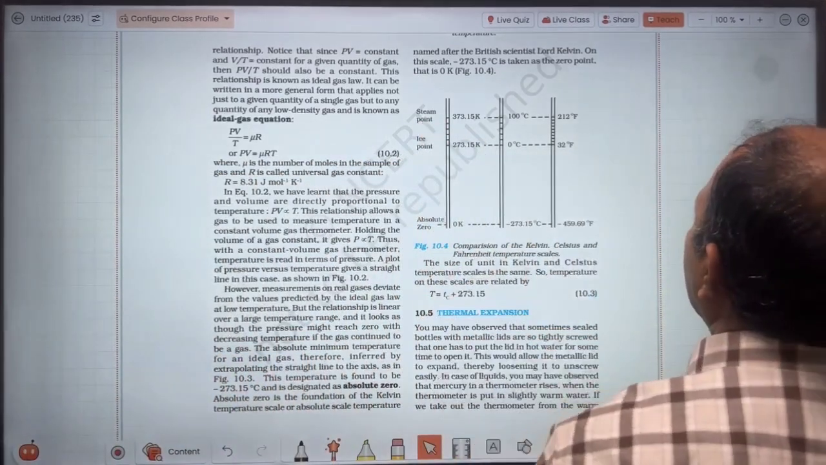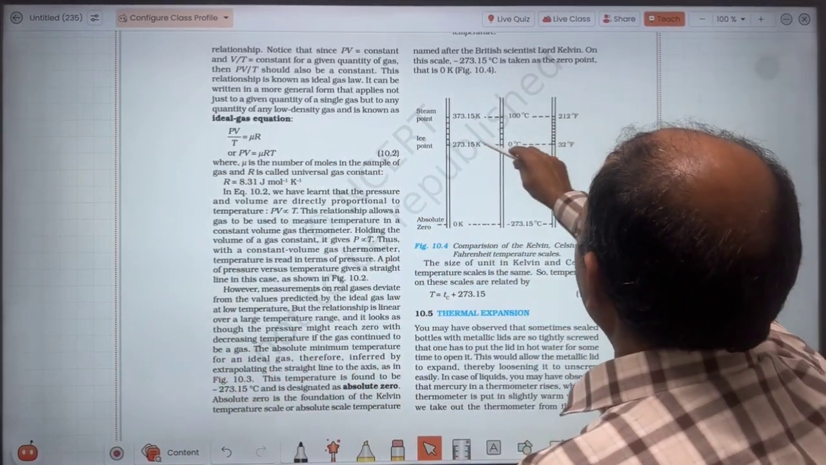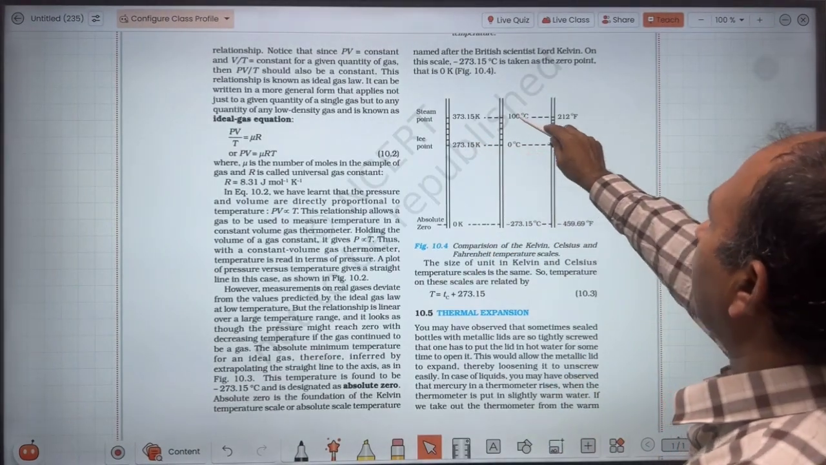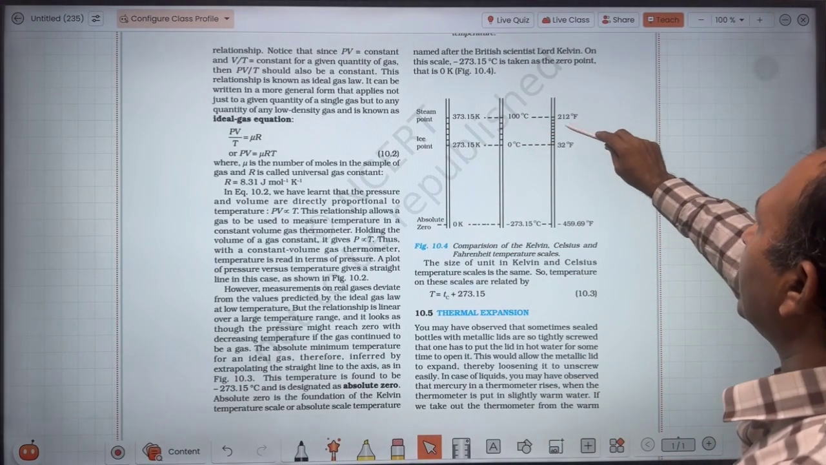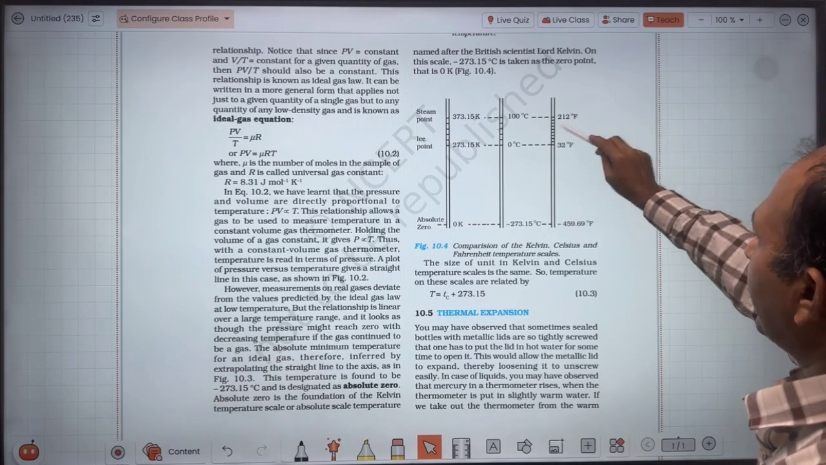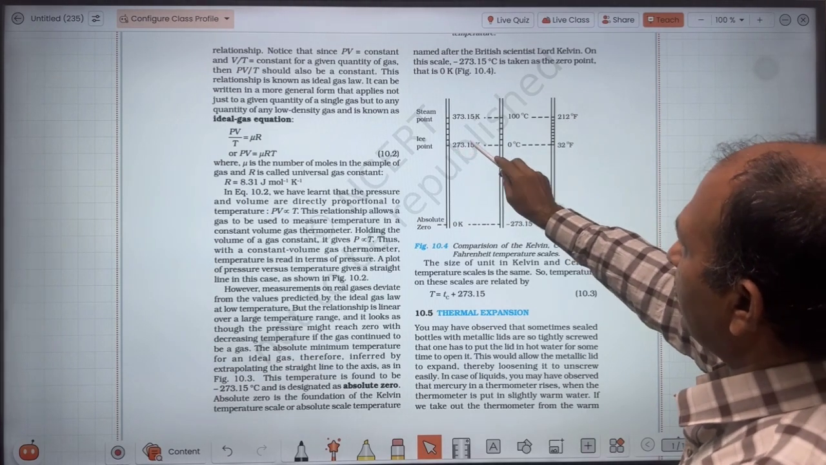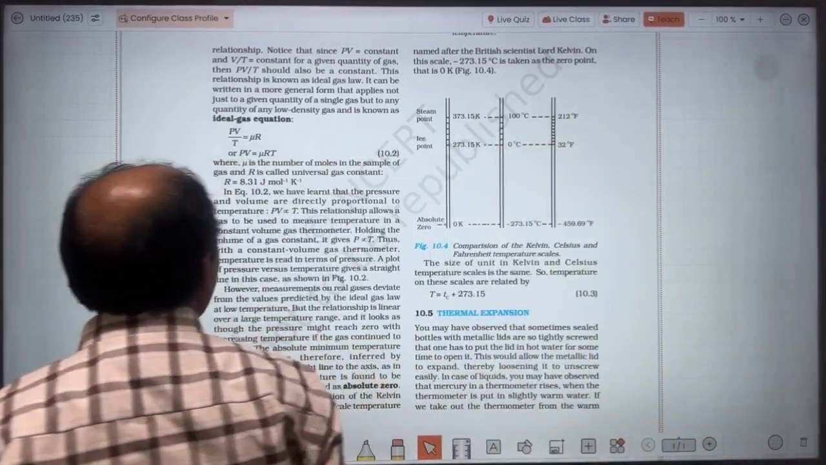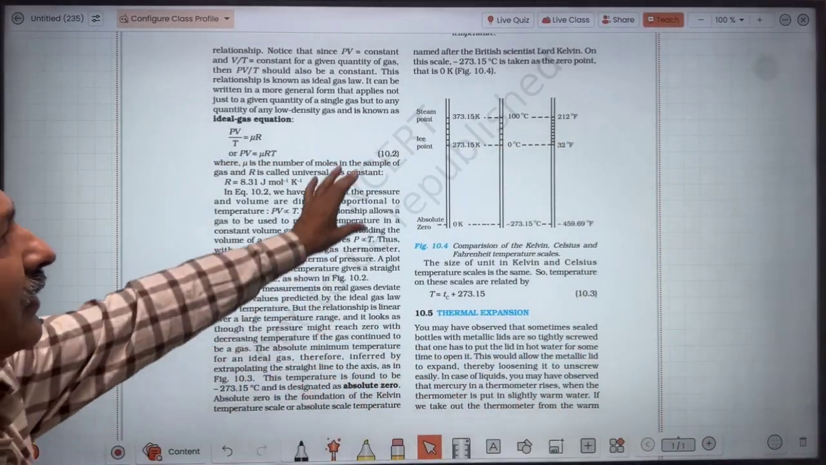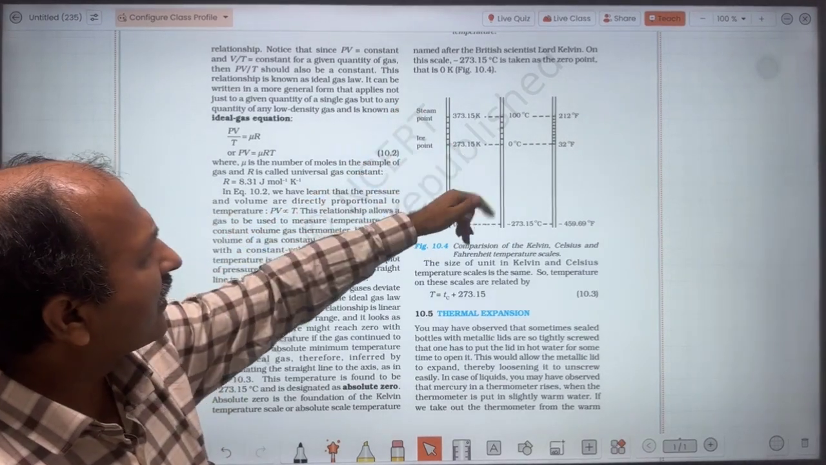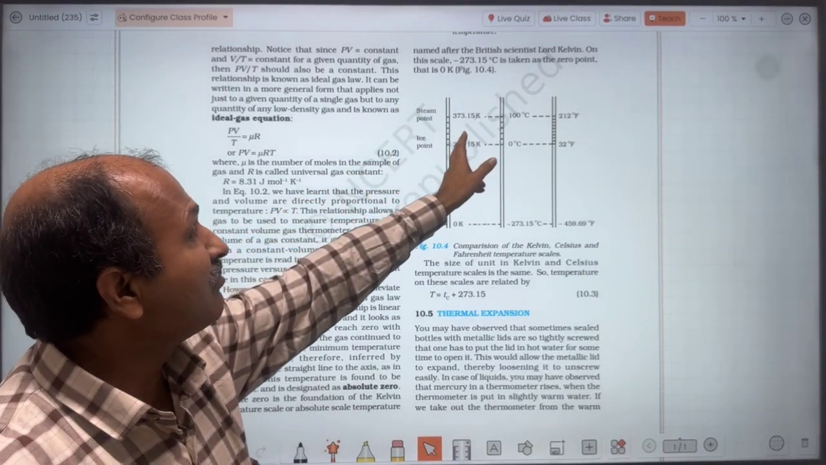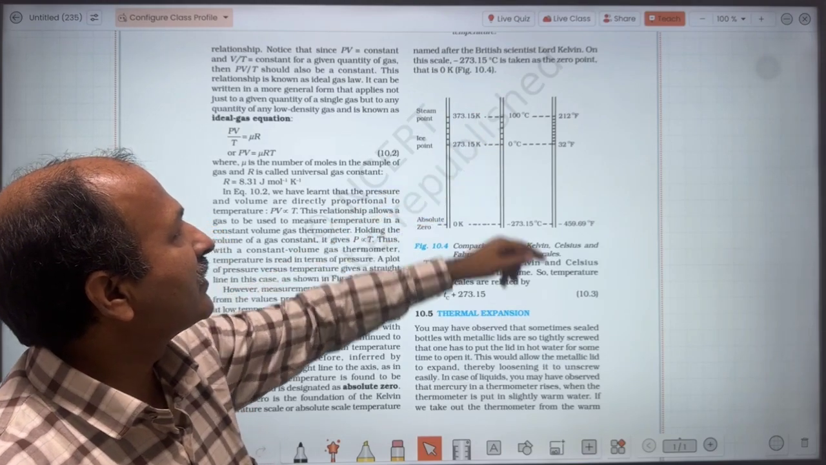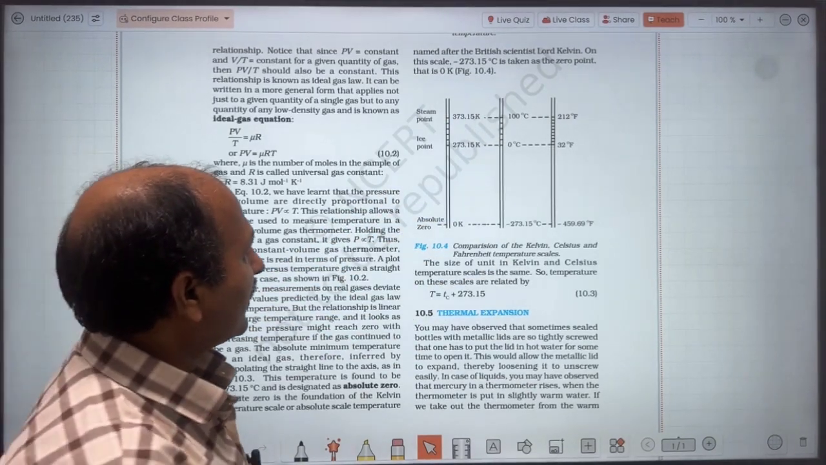Here the same thing that we have discussed in the beginning, different temperatures are given, like 0 degree, 100 degree, 32 degree Fahrenheit, 212 degree Fahrenheit, then here 273.15. So here generally we take 273 and then gap of 100. Here it is taken 273.15. This is more accurate, and then 100 if you add you will reach here 373.15, right?